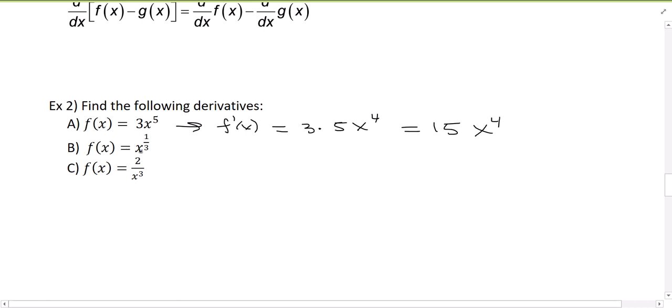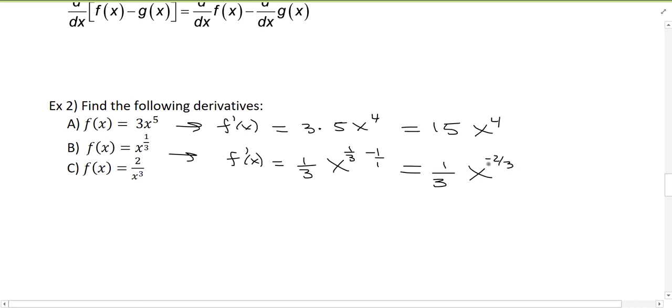And then what about x to the 1/3? So f prime of x here, 1/3, that's still a number. So then this is going to be, bring the exponent down, so it'll be 1/3 x to the exponent minus 1. So 1/3 minus 1. So what does that become? So it's x to the, get a common denominator, 3. So 1/3 minus 3/3, so it will be negative 2/3.